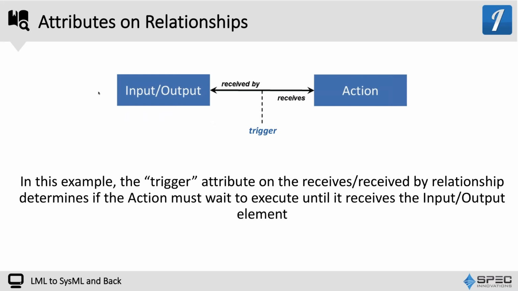Here's an example of the attribute on the relationship. And so you can see we have two entities, an input-output and an action, and they have a relationship called receives and received by, depending on which way you're looking at it. And then we put an attribute on it called trigger. And the reason we have that is it allows us to determine if the input-output triggers the action. In other words, the action has to wait for that piece of information to execute, or can it just run without it? And so that's an important factor when you start getting into the actual modeling you do, the functional modeling, particularly with action diagrams or activity diagrams in SysML.